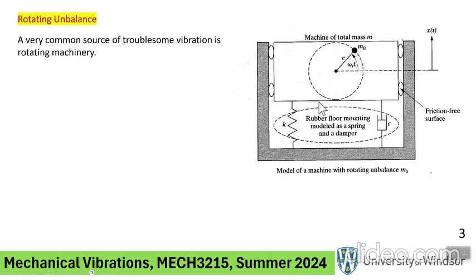Now, the machine is supported by a foundation, which we are representing by, for example, a spring and a damper. And rotating unbalance is a very common cause of vibration in everyday life. So, for example, this rotating component, its mass center may not be at the center of rotation.